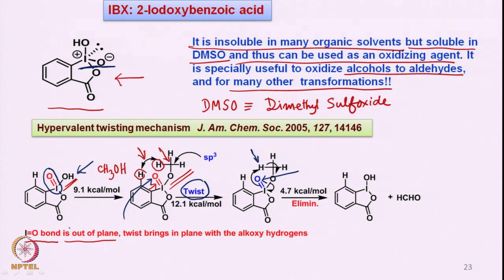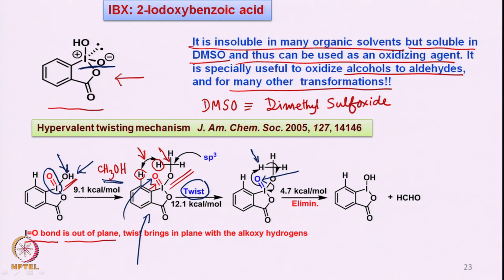So the first step, where the alcohol, in this case methanol but any alcohol, replaces the hydroxy group here by the oxygen of the alcohol to form this intermediate here, requires approximately 9.1 kilocalories per mole to replace the hydroxy group by the alkoxy.